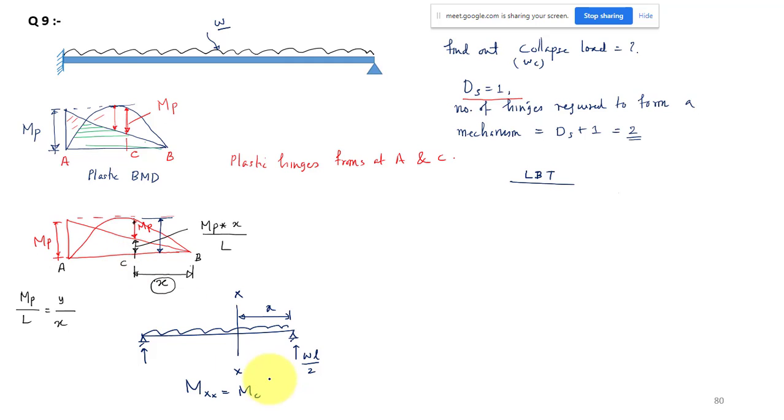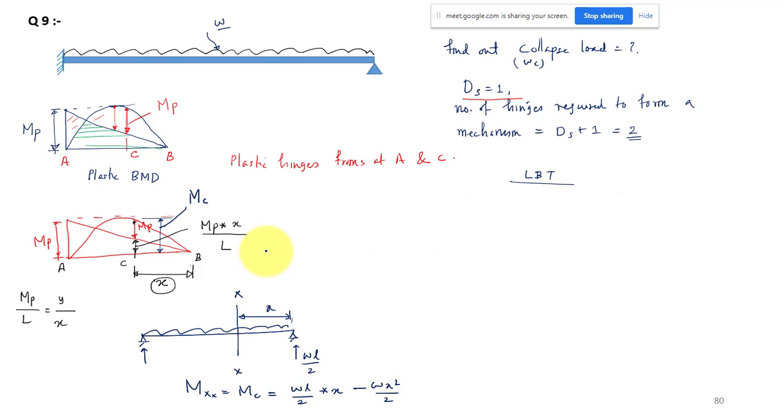So that moment is WL by 2, the reaction, into x, WL by 2 into x, that is the sagging moment, minus this UDL intensity, WX square by 2. Okay, that is this value. So it is nothing but your MC. So now we can do as usual this MC, that is this value WL by 2.